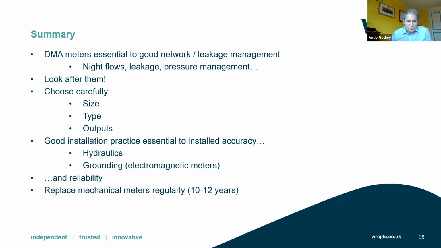And to optimize performance and reliability, good installation practice is absolutely essential from the point of view of hydraulic conditions, so the water flow through the meter, with electromagnetic meters, particularly modern ones, the grounding, and as I say, the last point there, mechanical meters will wear, and they're not fit and forget, so you have to maintain them, you have to replace them on a fairly regular interval. And I think that's all I really wanted to say at this point. So hand back to Mikal.